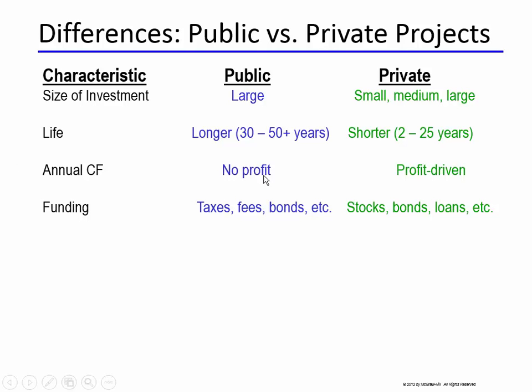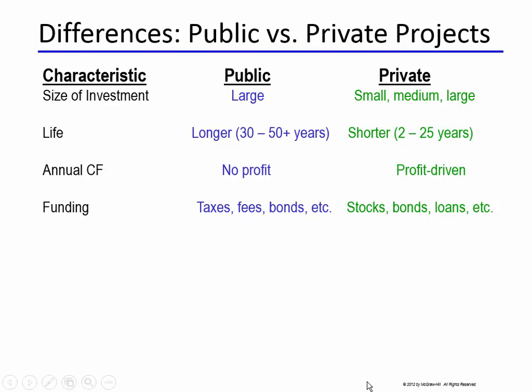The annual cash flow for a public project is such that it's not necessarily looking to make profit, although as much as possible we'd like to cover the costs of a project. Whereas that's the whole reason a private project is undertaken, is to try and maximize returns for the shareholders.